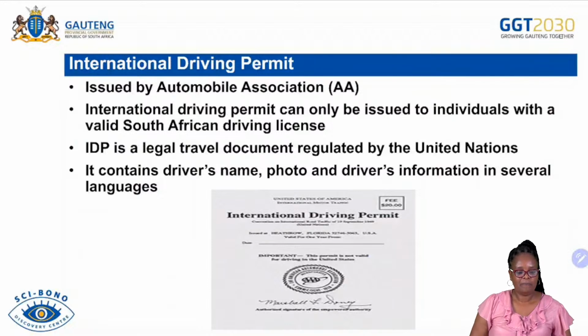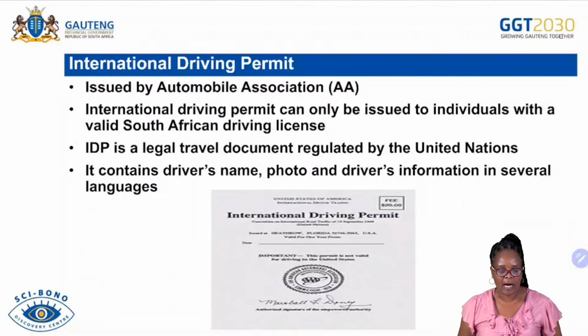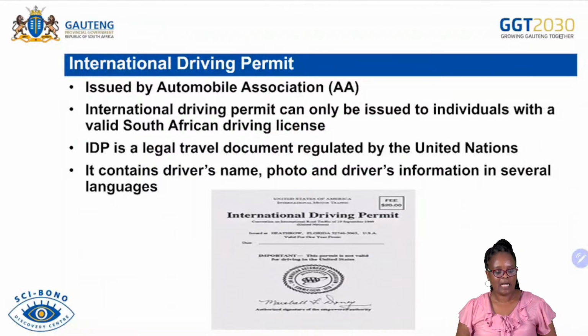The IDP can only be issued to individuals with a valid South African driving license. If you don't have a valid driver's license, one that is not expired, you are not going to be able to apply for the international driving permit. You must have a valid South African driving license.